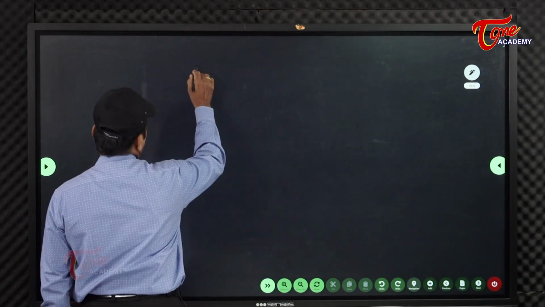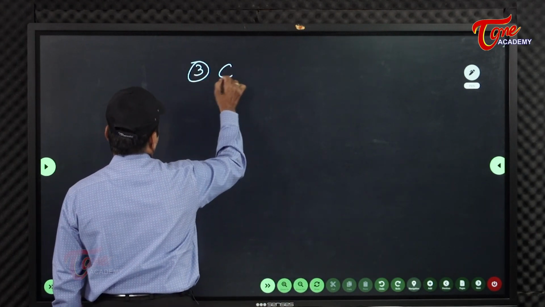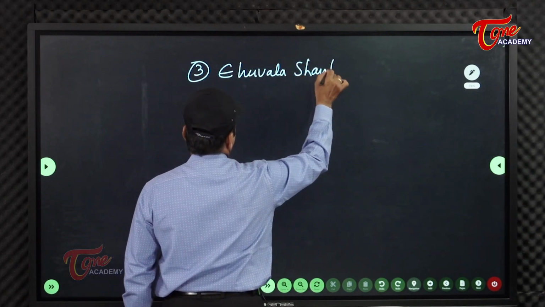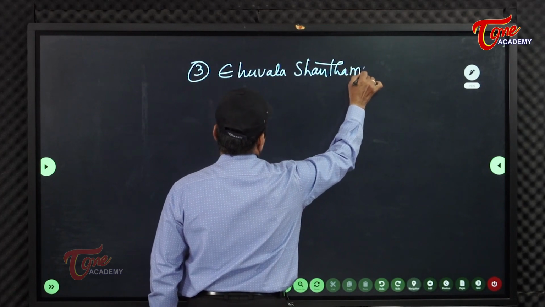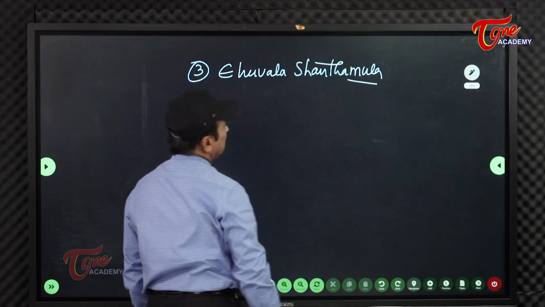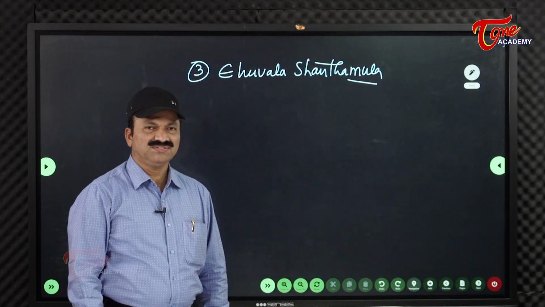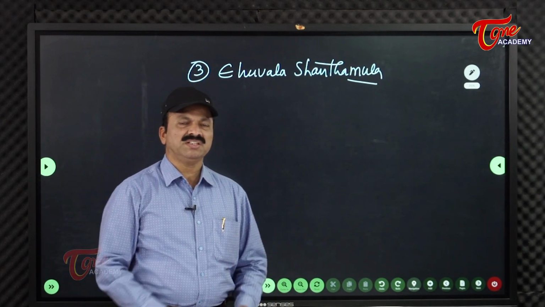Yehuvala Shantamula, the third ruler in this dynasty. He was the son of Purusha Datta. He was very secular in nature.